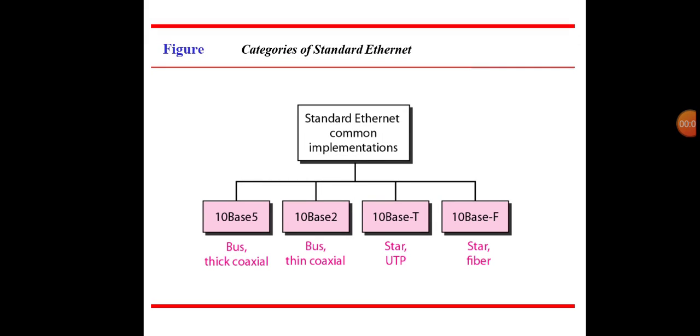Categories of standard Ethernet. Standard Ethernet common implementations: 10Base5, 10Base2, 10Base-T, 10Base-F. 10Base5 uses a bus topology with thick coaxial cable. 10Base2 also uses a bus topology, with a thin coaxial cable. 10Base-T uses a star topology with UTP cable, and 10Base-F uses a star topology with fiber optic cable.